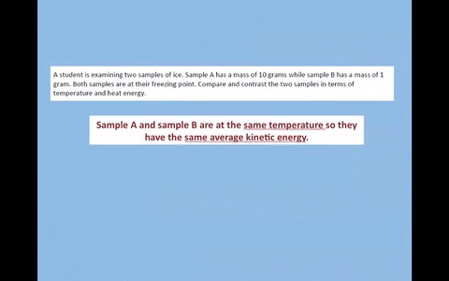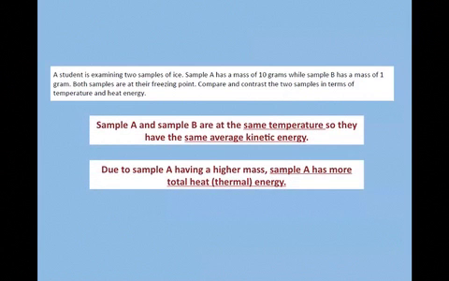So if we have a student that looks at two samples of ice, sample A has a mass of 10 grams, while sample B has a mass of 1 gram. If they're both at their freezing point, so at the same temperature, how do we compare and contrast the two samples in terms of their temperature and heat energy? Because they're at their freezing point and they're the same material, being at the same temperature, they're going to have the same average kinetic energy. However, when we talk about the total heat energy, because sample A has a higher mass, it's going to have more total heat energy, thermal energy.